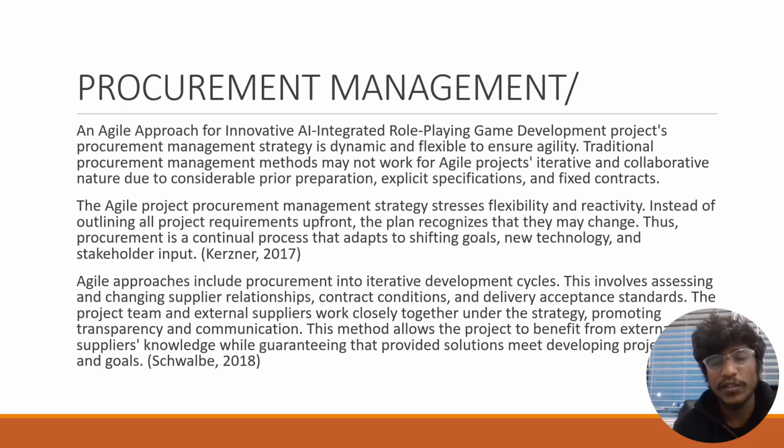The Agile project procurement management strategy stresses flexibility and reactivity instead of outlining all project requirements upfront, and the plan recognizes that they may change. Thus, the procurement is a continual process that adapts to shifting goals, new technology, and stakeholder input. And the agile approaches include procurement into iterative development cycles. And this involves assessing and changing supplier relationships, contract conditions, and delivery acceptance standards. The project team and external suppliers work closely together under the strategy promoting transparency and communication. This method allows the project to benefit from external suppliers' knowledge while guaranteeing that provided solutions meet developing project goals.